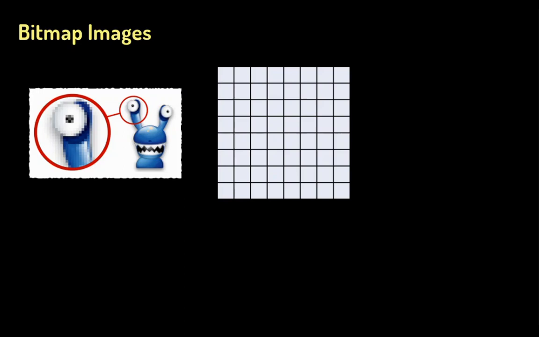Bitmap images. Here's a picture of an alien, and I've zoomed in on his eye, and you can see his eye is made up of these little coloured squares. Those little coloured squares are called pixels, and the term pixel is short for picture element. So it's literally the smallest part of the picture that you can identify.